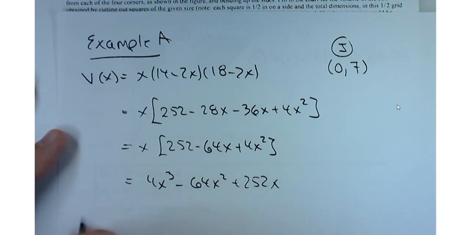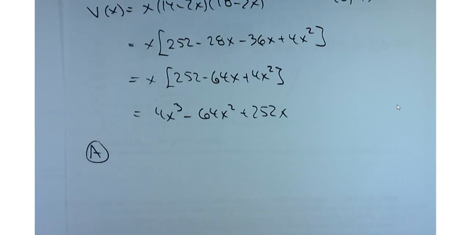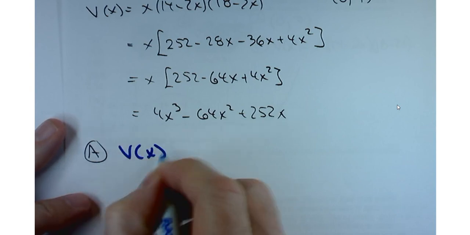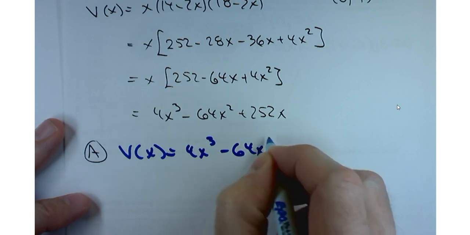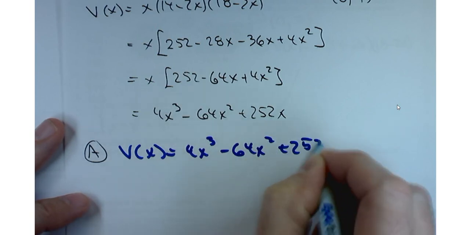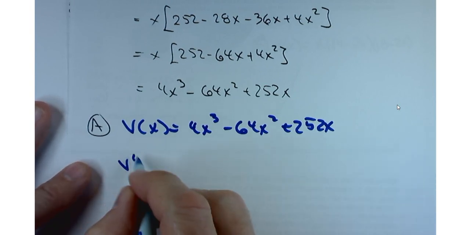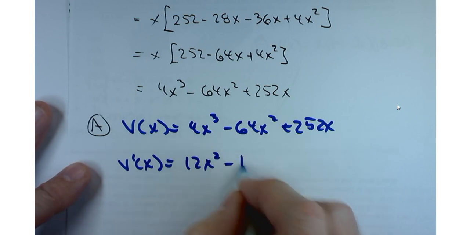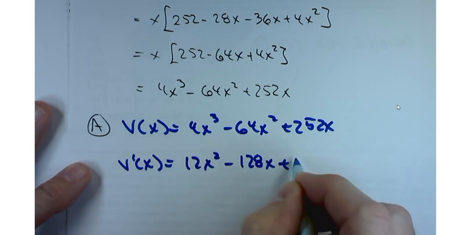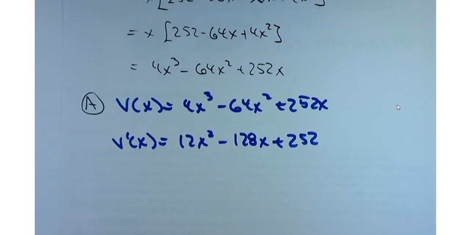The last part of this is the analysis. I need to find where this function has a maximum. How are we going to do that? Yeah, the derivative, which is pretty much our only trick at this point, but it's a good one, and it works here. So the derivative V prime of x is going to be 12x squared minus 128x plus 252. And great, I got the derivative.